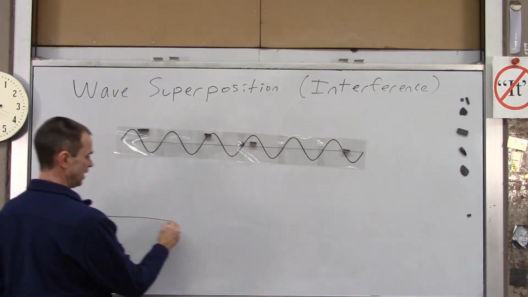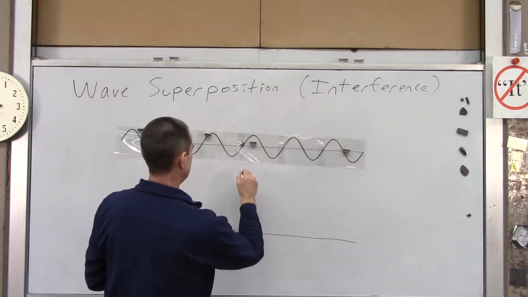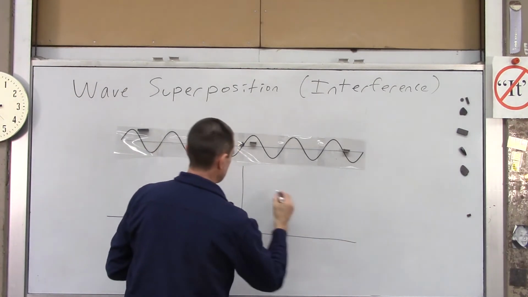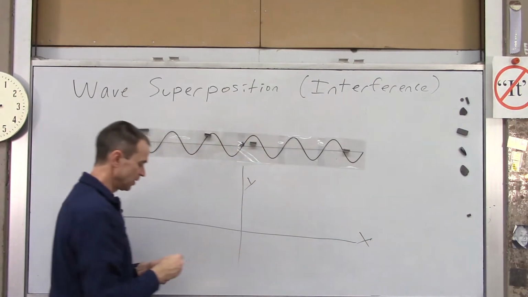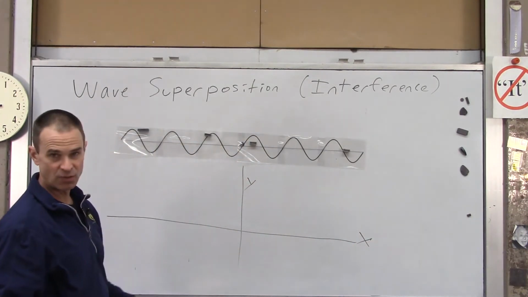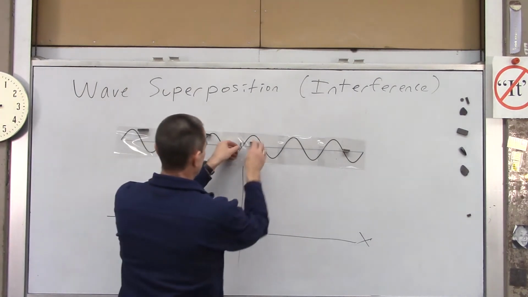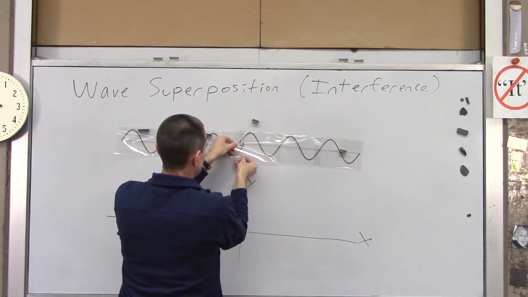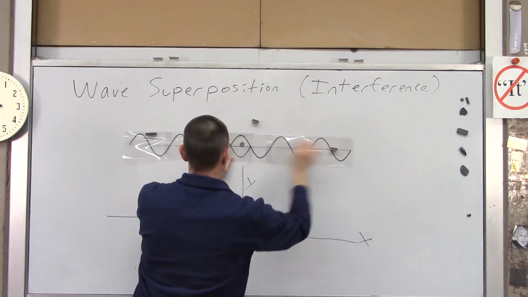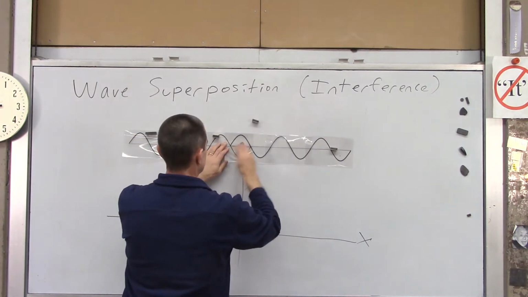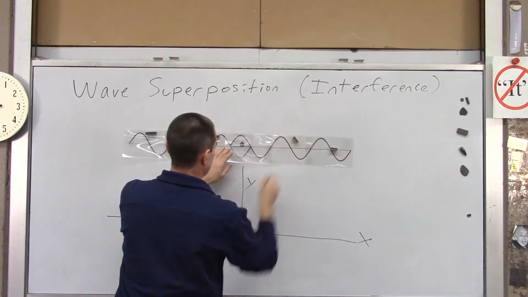And I'm going to draw, now this is a different graph. This is the height of the water versus where we're at. And we're going to make it so that half a wave overlaps. All right, so there we go.